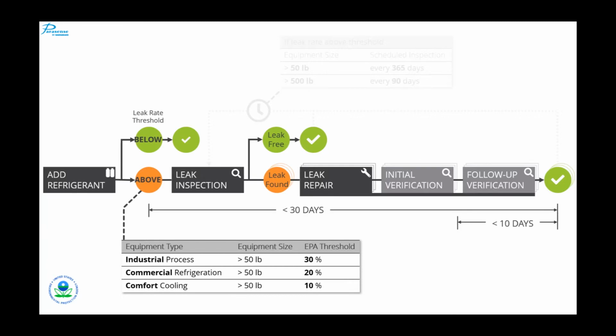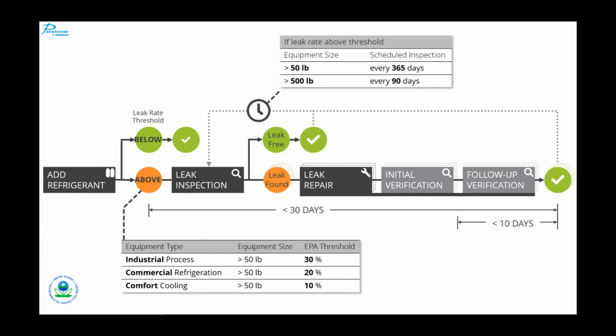To further verify that these repairs have been successful, regulations require periodic checks of equipment that have exceeded their leak rate thresholds until the rolling 12-month leak rate is proven to have dropped below and remain below the applicable leak rate for 12 consecutive months. Equipment over 50 pounds charge size require inspecting every 12 months. Equipment over 500 pounds charge size requires inspecting every 3 months. These further leak inspections are automatically scheduled in the Parasense platform.